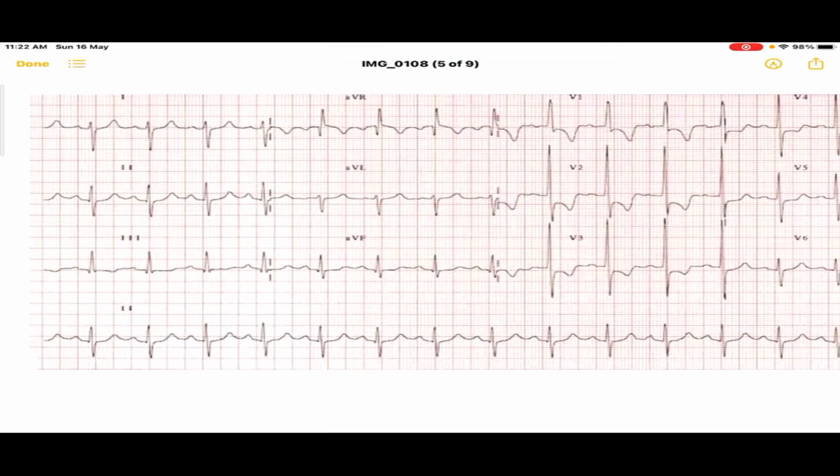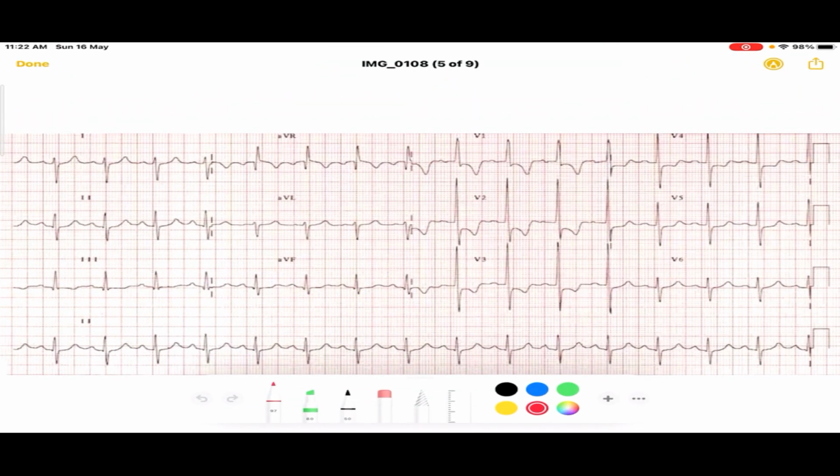So this next ECG here, in V1 the R wave has become prominent, and in V6 the S wave is prominent. So the pattern is altered. So this is right ventricular hypertrophy.